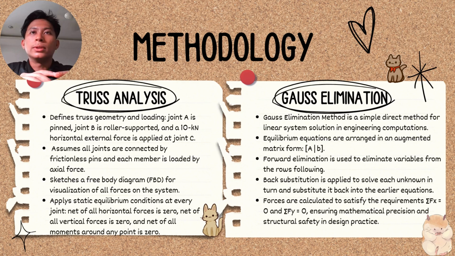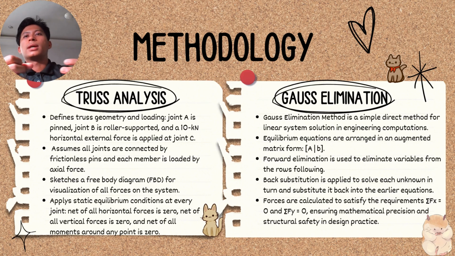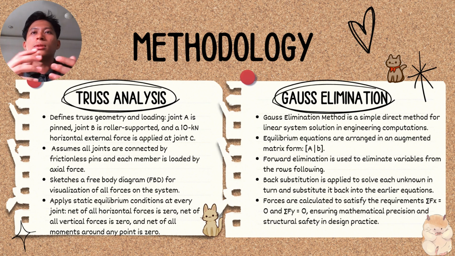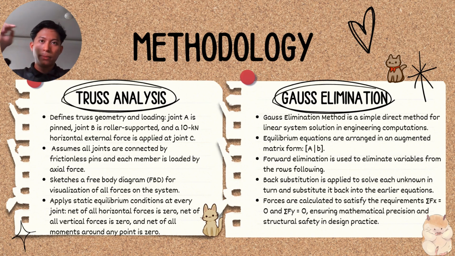So we will see the truss analysis for this project. We will define the truss geometry and loading: joint A is a pin, joint B is a roller support, and at joint C we apply a 10 kN horizontal external force. We will assume all the joints are connected by frictionless pins and each member is loaded by axial force. Then we will sketch a free body diagram, FBD, for visualization of all forces on the system. And then we will apply static equilibrium: net horizontal force is 0, net vertical force is 0, and net moment around any point is 0.